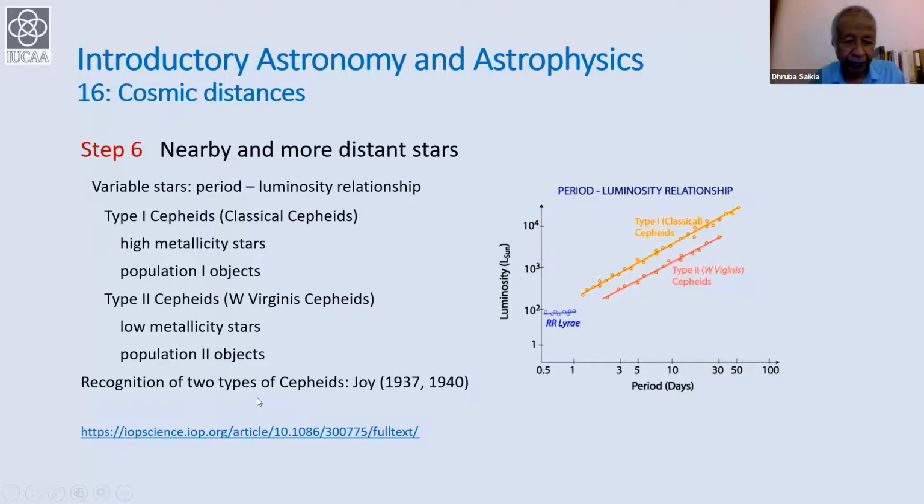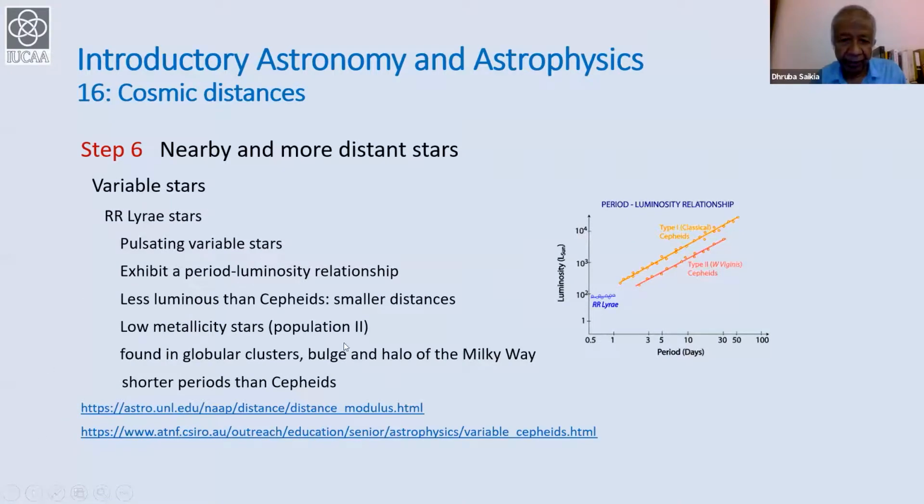The recognition of these two types of Cepheids came pretty early on, 1937, 1940, the work of Joy. Henrietta Leavitt's observations were in the early part of the 20th century. 1908, I think, is when she published some of her initial results.